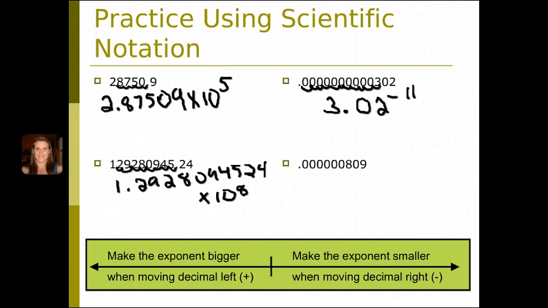Last example, 8.09. Keep the 0 because it's between two non-zero numbers. And then I went 1, 2, 3, 4, 5, 6, 7. I went to the right, so it is negative.